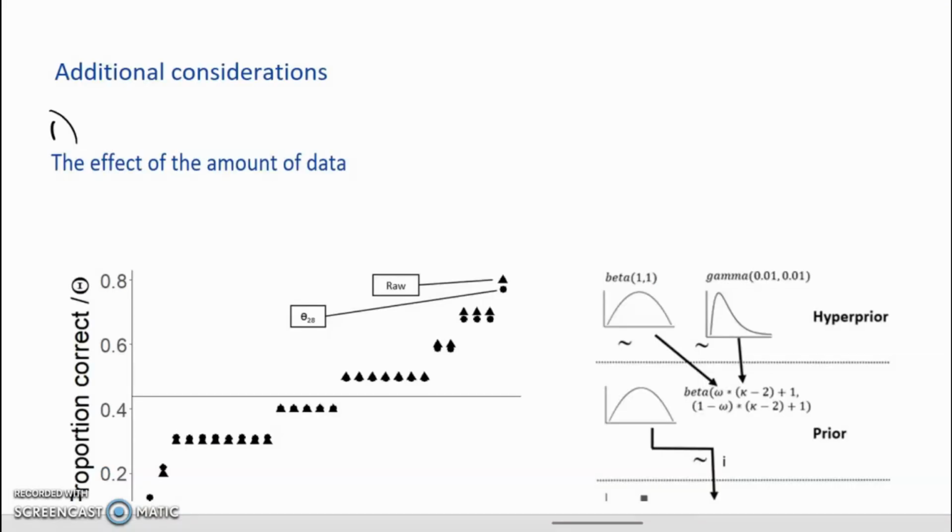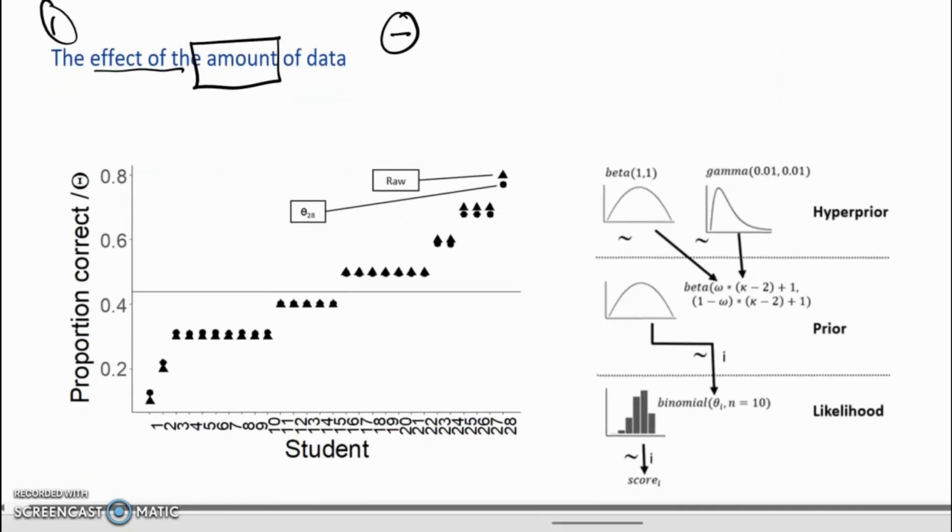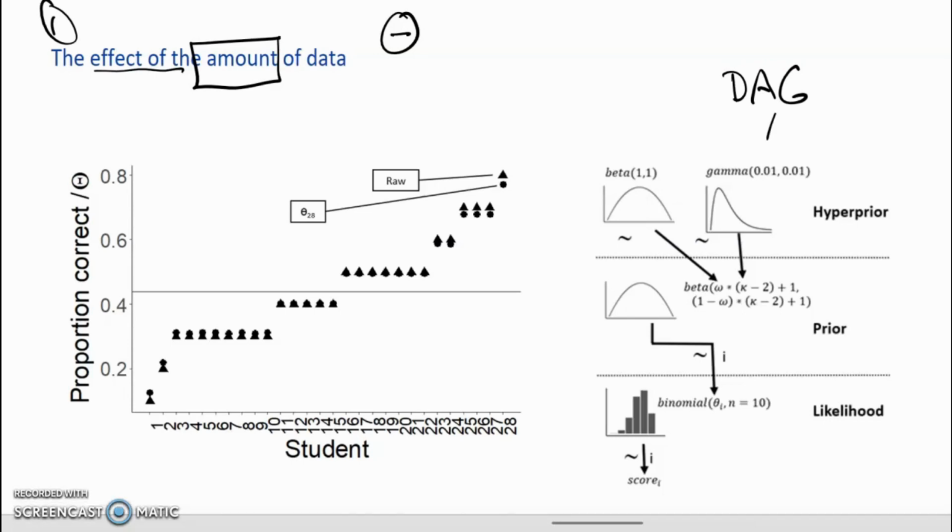So now there's some additional considerations. The first of these additional considerations is the effect of the amount of data on the posterior distribution of theta in the experiment involving students and their scores. So here's our DAG, and what I'm going to do, I'm going to redo the analysis, and for each one of the students, I'm going to keep the proportion of correct answers the same as done previously, but now I'm going to change n equal to 10 to n equal to 100 and see what effect that has on the results. So what's going to happen is pooling and shrinking.